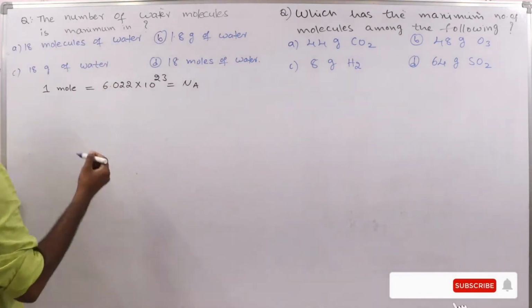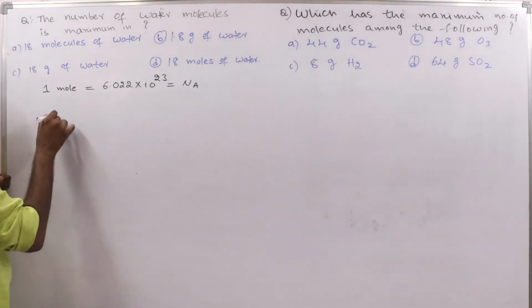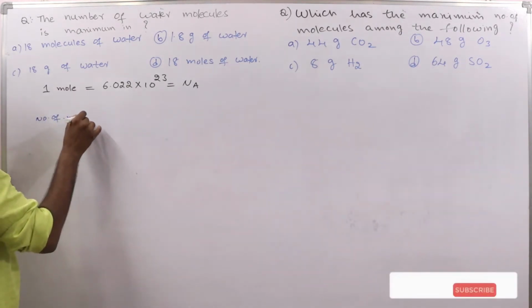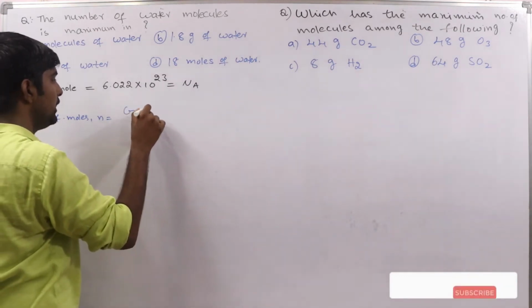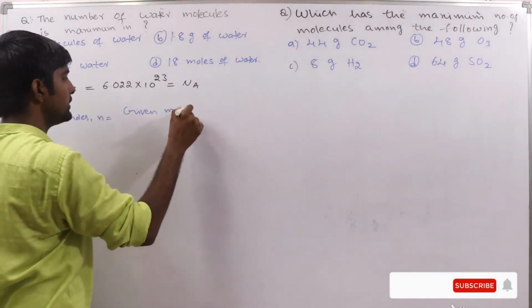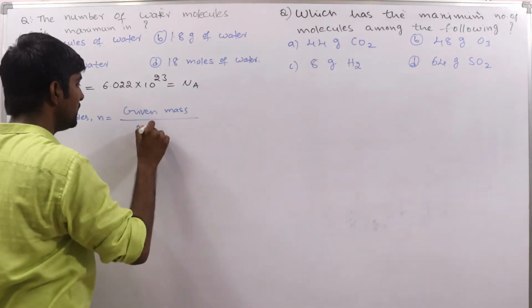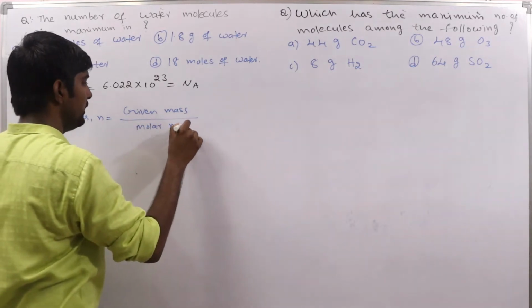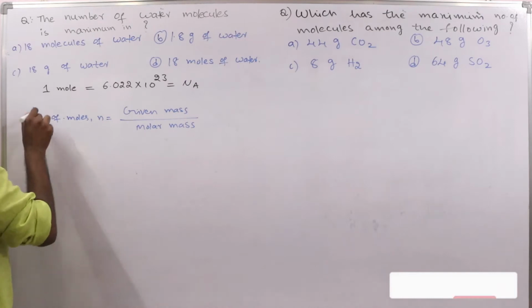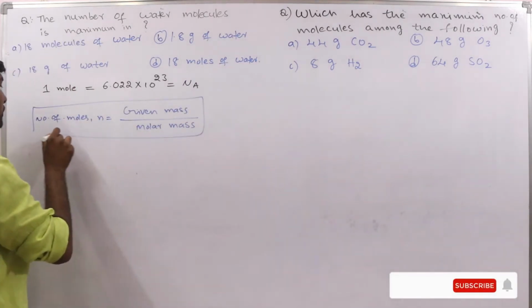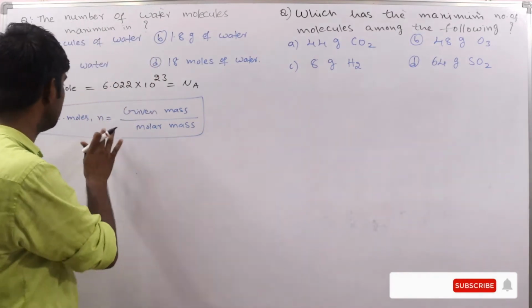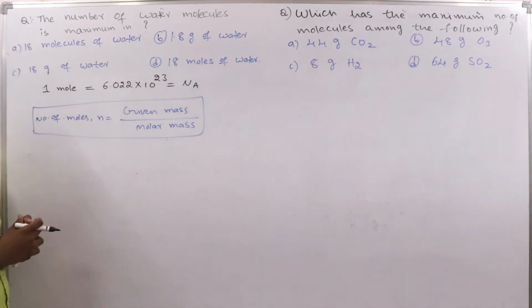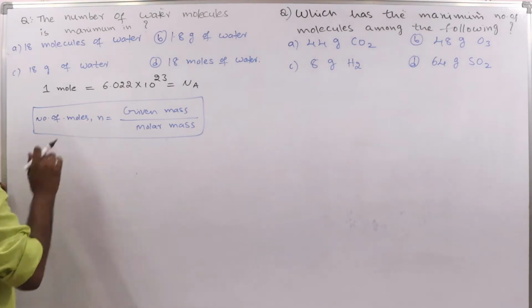So we have a formula here. Number of moles n can be calculated by using the given mass of the substance by the molar mass of that substance. Given mass by molar mass. See, this is one of the most important relations in chemistry. Many times this is useful in many topics. So this is the formula.